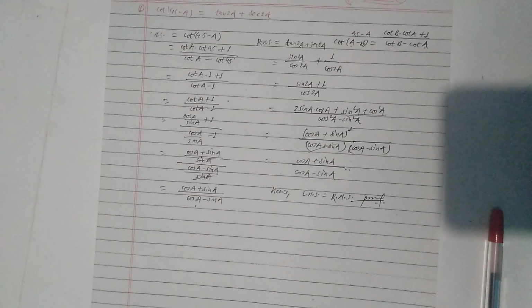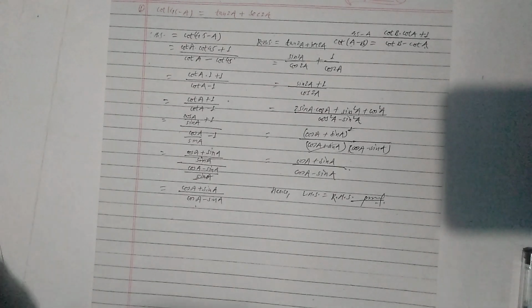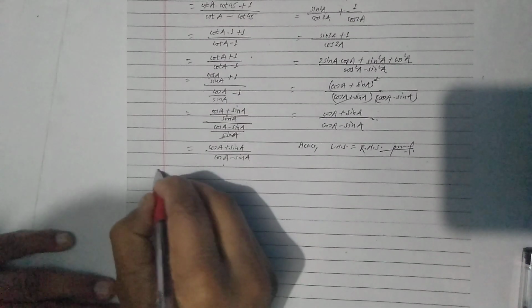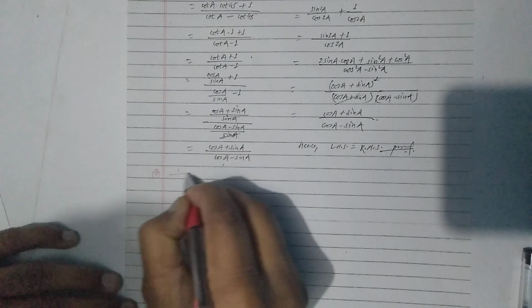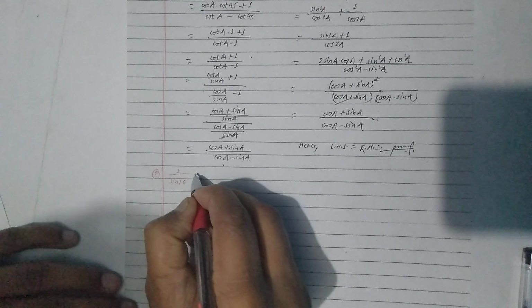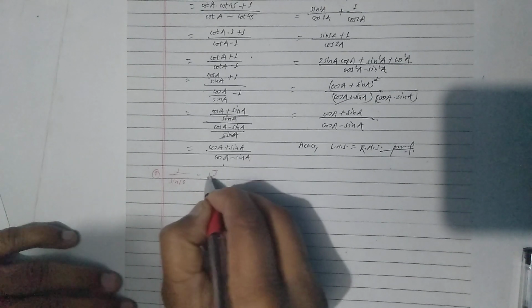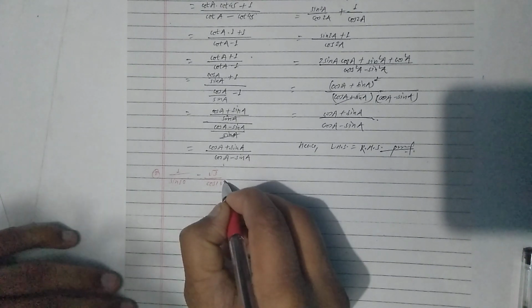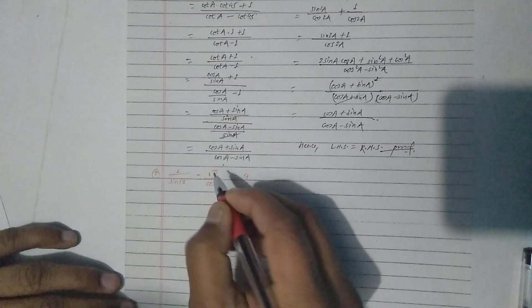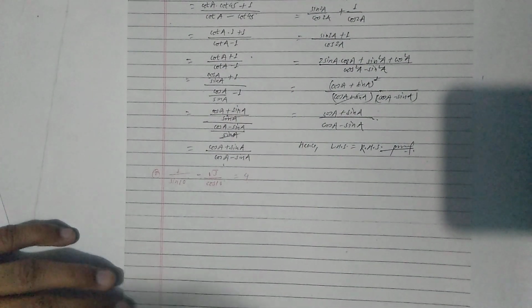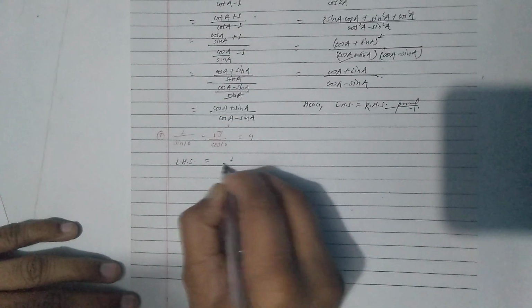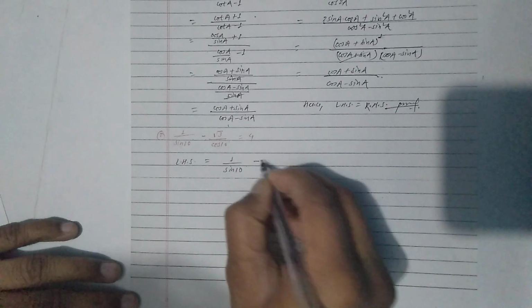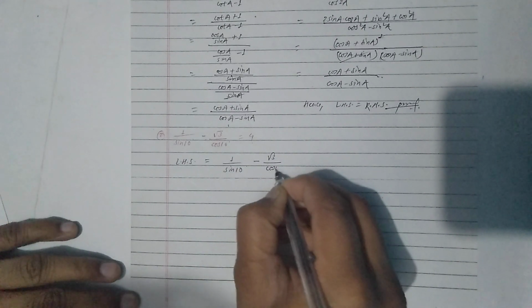Now in the next question, in number 2 we have a question: prove that 1 by sin 10° minus √3 upon cos 10° equals 4. Now take the LHS: 1 upon sin 10° minus √3 upon cos 10°.